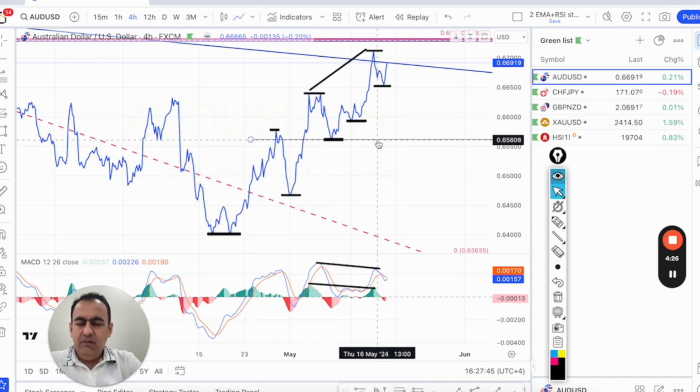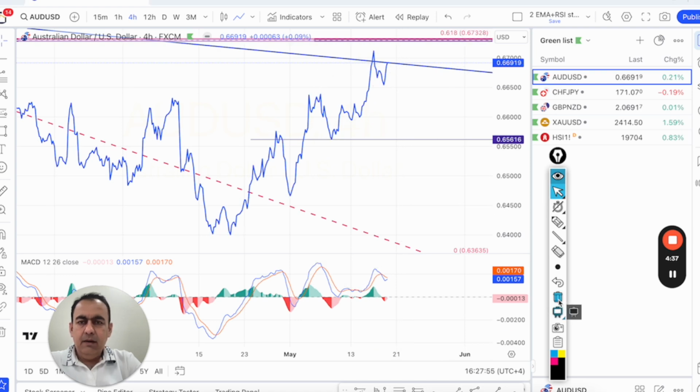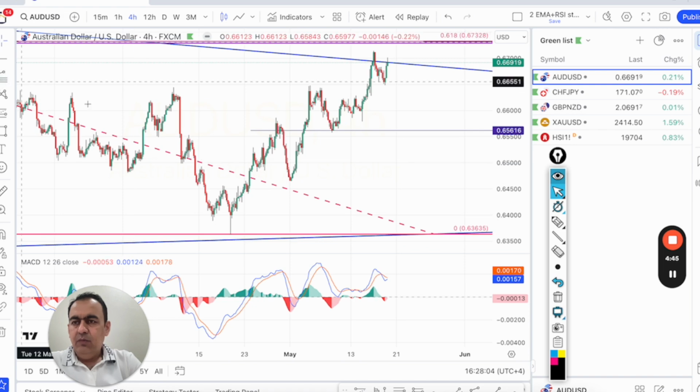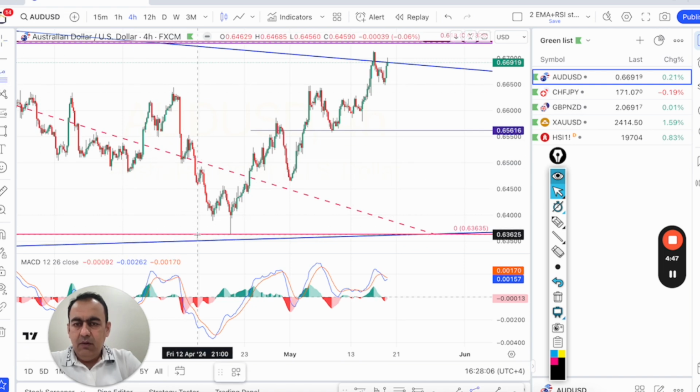So this level was supposed to be broken if sellers would have got control, but we did not get the breakout structure here, which means the pattern remains bullish, and I can expect at least 0.6732. Now I'll be turning to candles, and I'm going to plot fib extension on the 4-hourly bullish cycle.